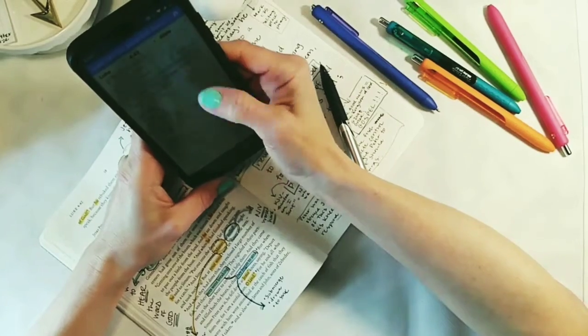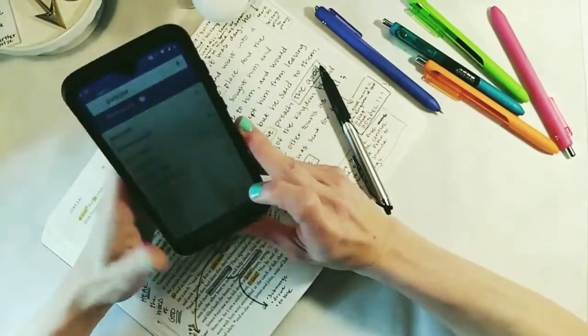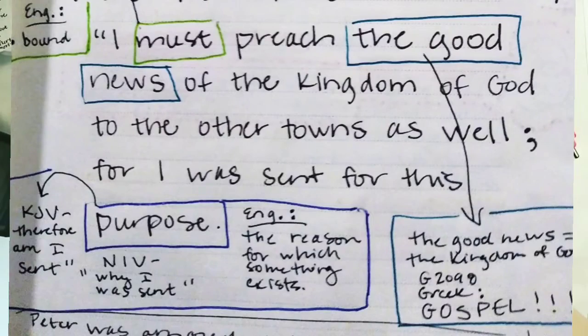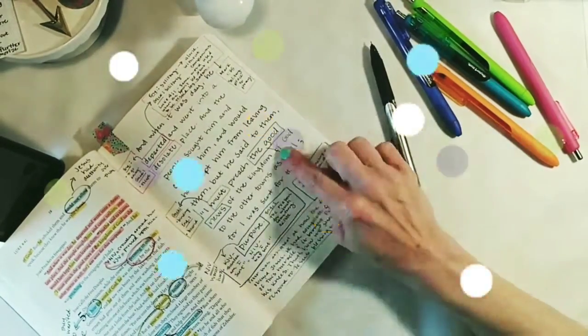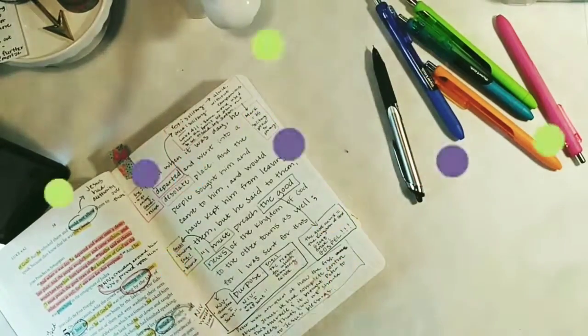I'm going to do a close-up video of this, or a picture of this, so you can see what I found out. But in the KJV, purpose is therefore am I sent. And in the NIV, it says why I was sent. So I looked it up in English, and it says the reason for which something exists. Listen to me, ladies. Listen to me. Jesus Christ exists to preach the good news.